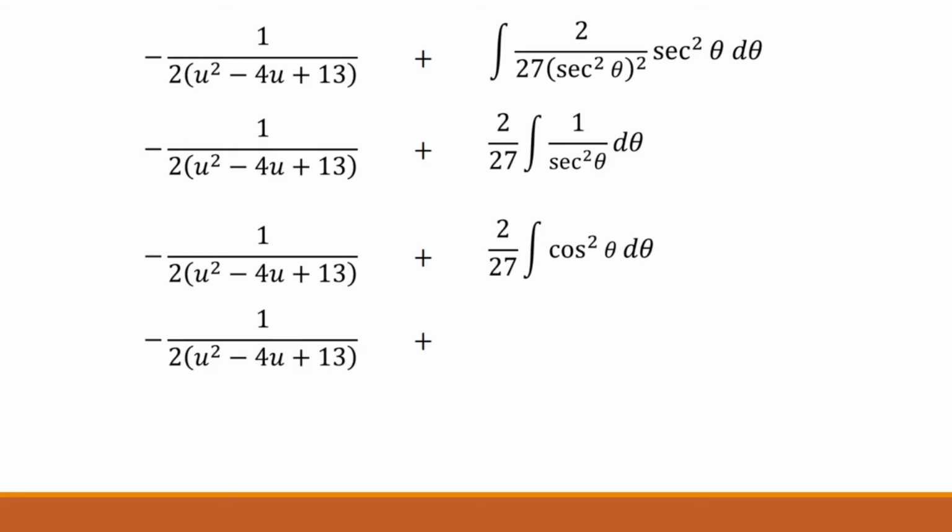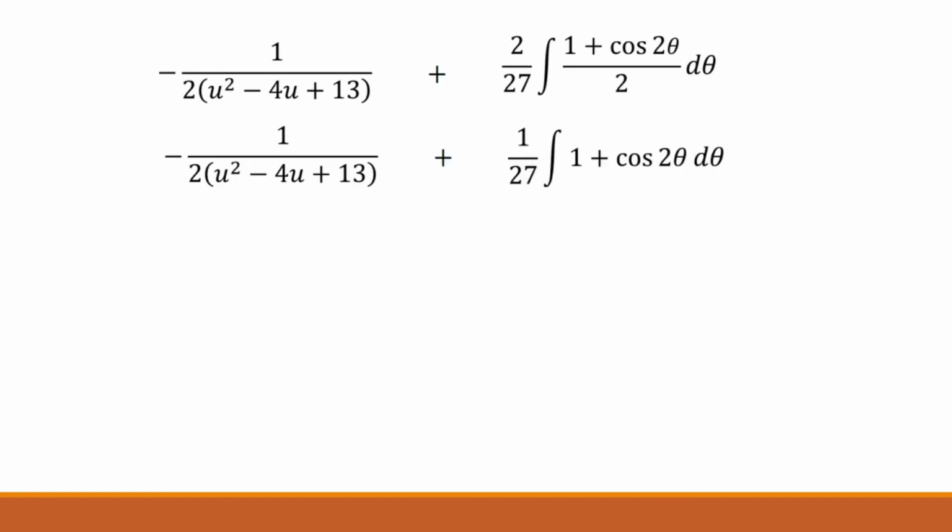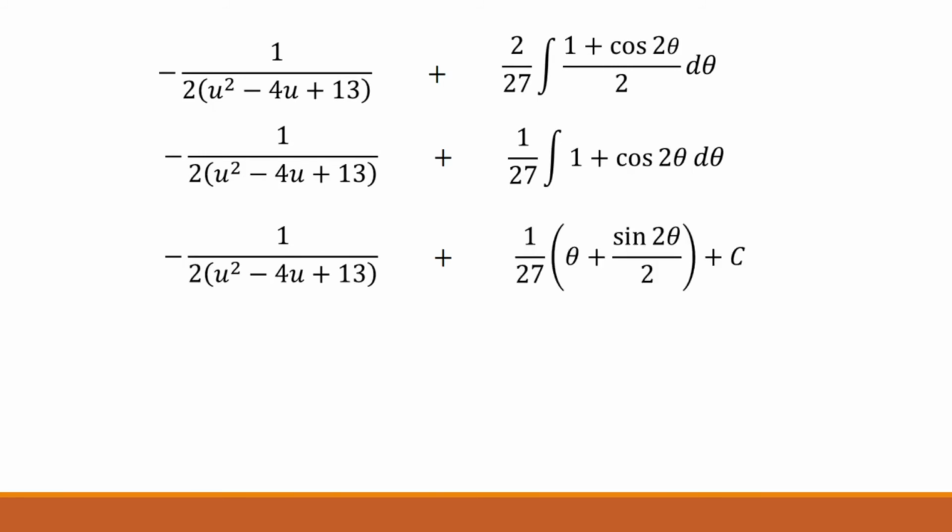So in order to integrate cosine squared, we can use a trig identity to write it as (1 plus cosine 2 theta) over 2. And notice that the 2 in the 2 over 27 and the 2 in the denominator will cancel out. So I'll have 1 over 27 times the integral of 1 plus cosine 2 theta d theta. And I can easily integrate this as 1 over 27 times the quantity theta plus (sine 2 theta) over 2. And I'm going to add a constant c.